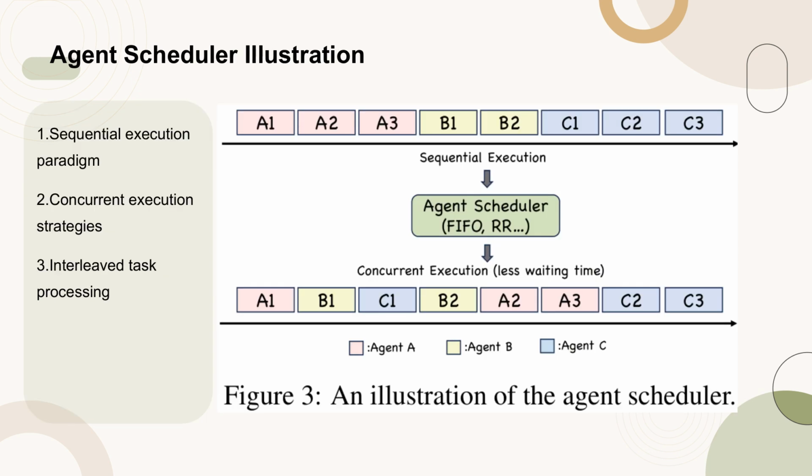Figure 3 illustrates the agent scheduler, which manages agent requests efficiently. It shows the sequential execution paradigm where tasks from the same agent are processed first, potentially increasing waiting times. The scheduler employs strategies like FIFO and round-robin for concurrent execution, interleaving tasks from different agents to balance waiting and turnaround times, ensuring no single agent monopolizes resources.